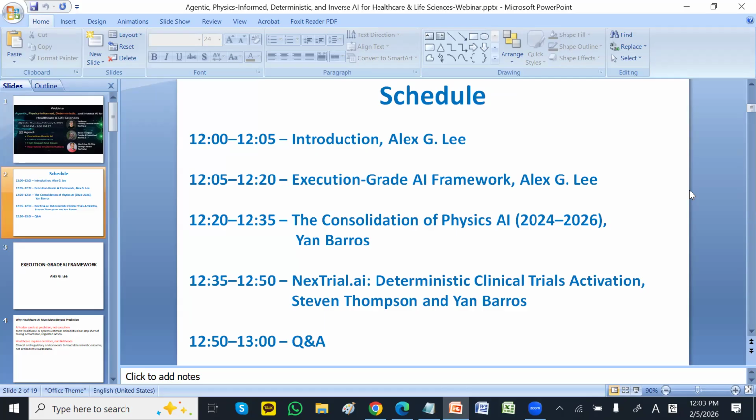Then we talk about the consolidation of physics AI. It may be a good opportunity if you don't know what physics AI is, because the term may be rare, especially if you are in AI in healthcare, but it's generally accepted in the AI expert community. So you will learn what it is. And then the main topic is how we apply it in a real-life platform.